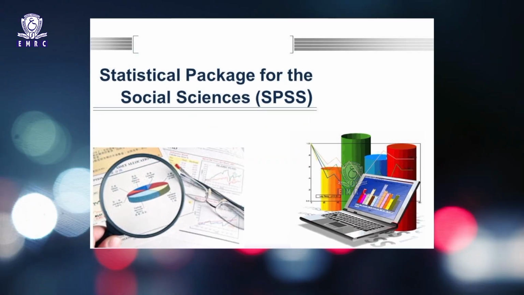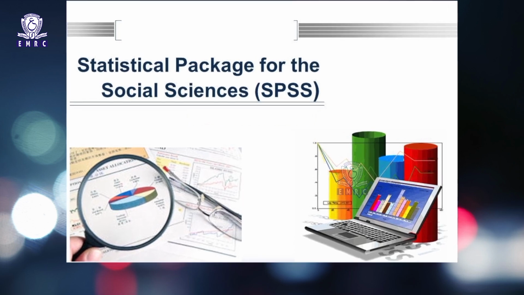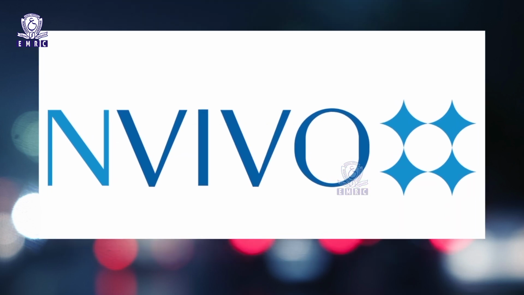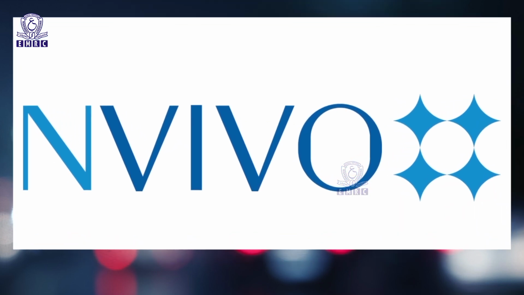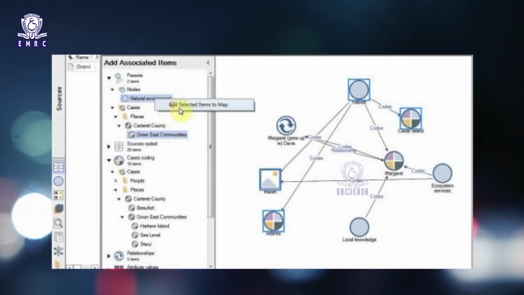Statistical Package for Social Sciences (SPSS) is widely used in social science research for data analysis. NVivo is a software program used for qualitative and mixed methods research. Specifically, it is used for the analysis of unstructured text, audio, video and image data, including but not limited to interviews, focus groups, surveys, social media and journal articles.